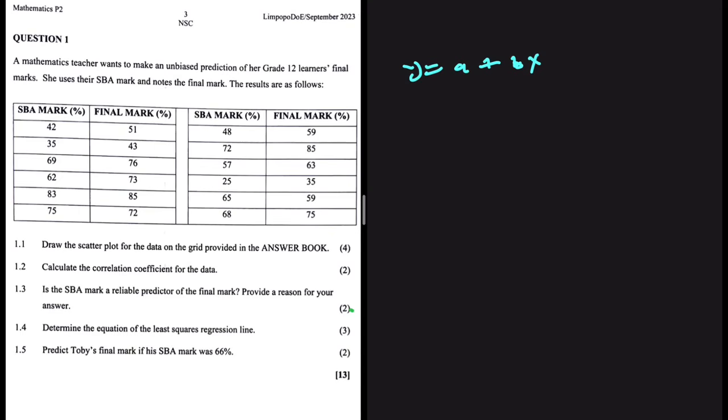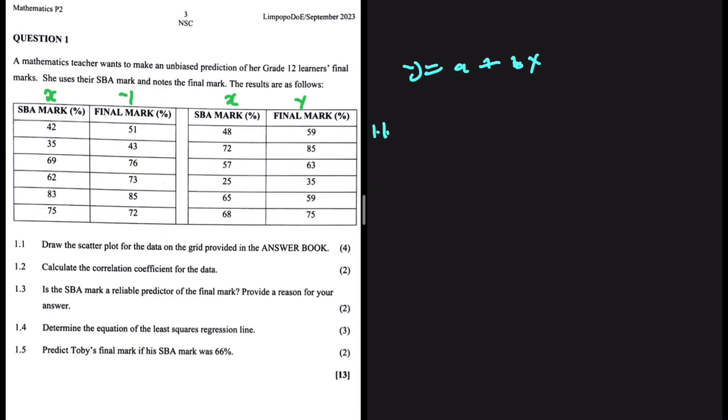A mathematics teacher wants to make an unbiased prediction of a grade 11 learner's final marks. She uses the SBA mark and knows the final mark. The results are as follows. So these are the x values and these are the y values. We're using the SBA mark to predict the final mark.